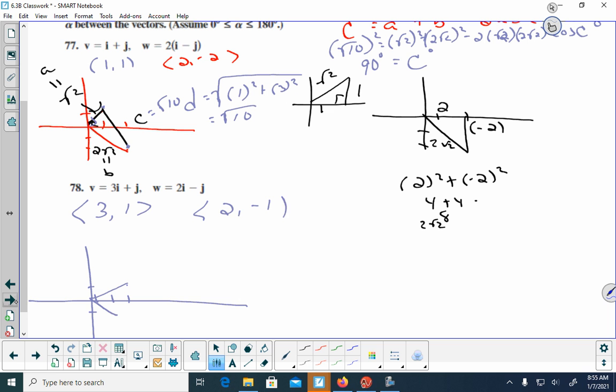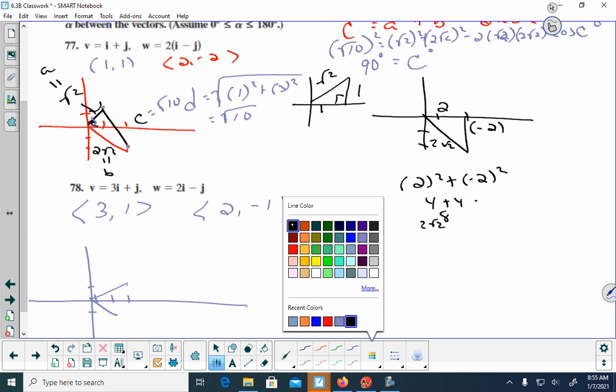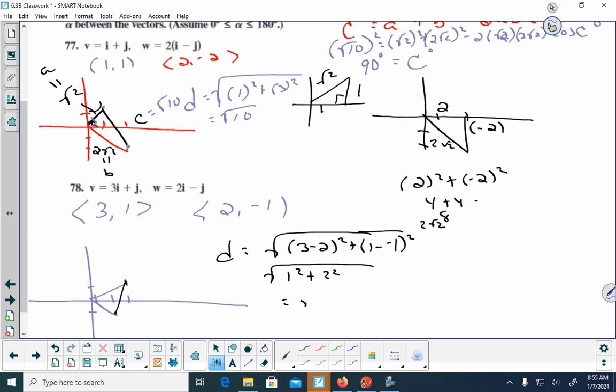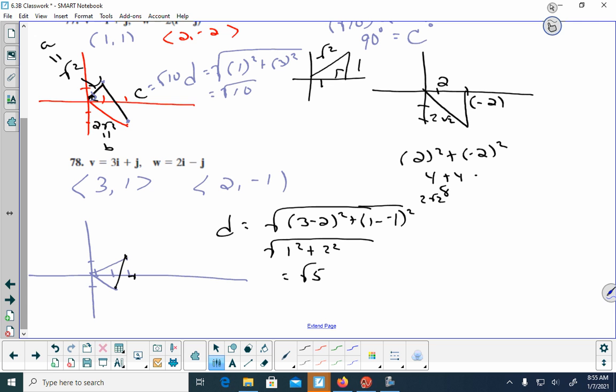First, let's do it in opposite order this time. And let's say I want to find the length between these two first. So the distance between 3, 2. So 3 minus 2 here, I'll actually write it this time. 3 minus 2 plus 1 minus negative 1. So that's going to be 1 squared plus 2 squared, which ends up being the square root of 5. So that's the length of this line is the square root of 5.